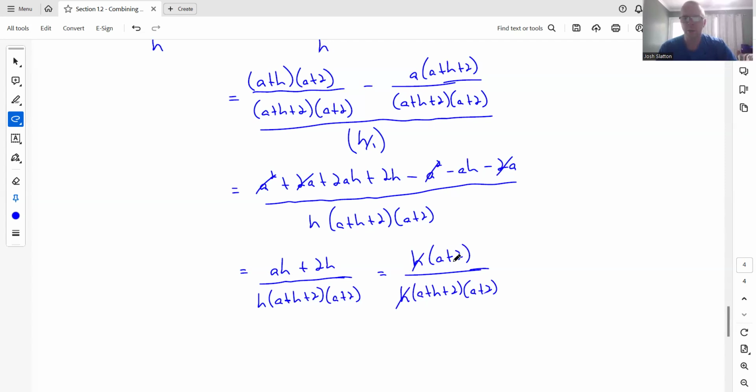So the h's will cancel, and here the a plus 2 will cancel. And so now we actually just have 1 over a plus h plus 2, and that is our final answer.